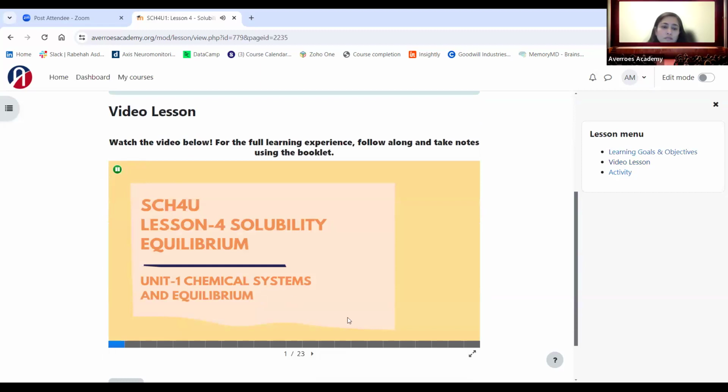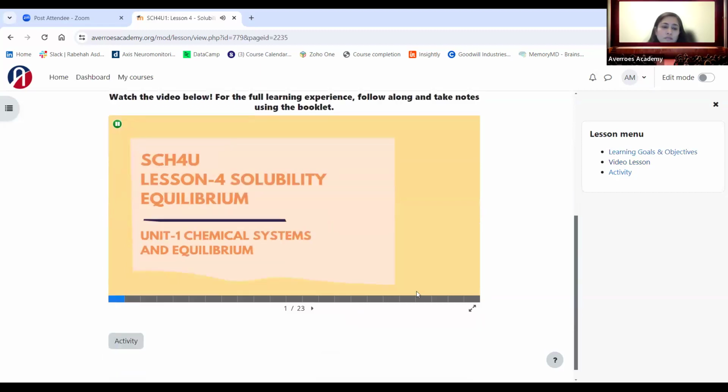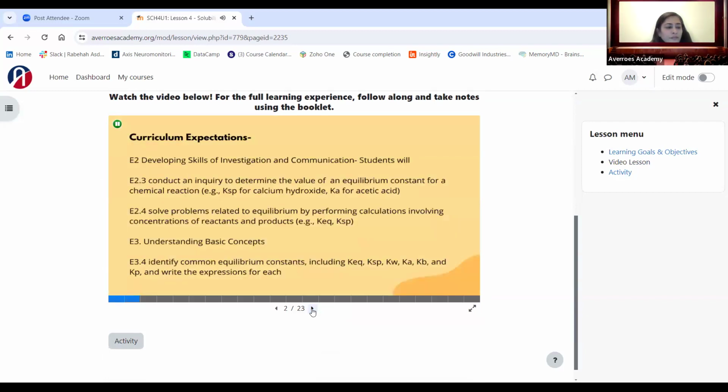Hello, everyone, and welcome to Unit 1, Lesson 4. We'll be talking about solubility equilibrium today, so let's get started. So first, a review of our curriculum expectations. To conduct an inquiry to determine the value of an equilibrium constant, solve problems related to equilibrium using calculations, identify common equilibrium constants, and write the expressions for each.